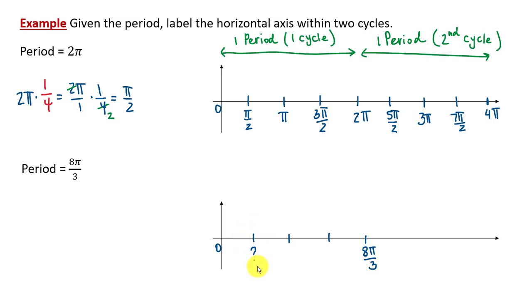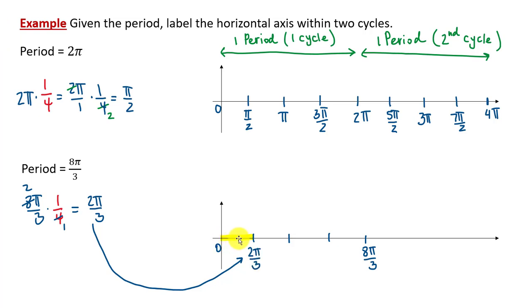Now I have to figure out this first value. Well, since this segment represents 1/4 of the period, I'm going to find it if I multiply 8 pi over 3 by 1 over 4. So I divide out 4 and I get 2 pi over 3. So that's the value I'm going to place here for the first label.